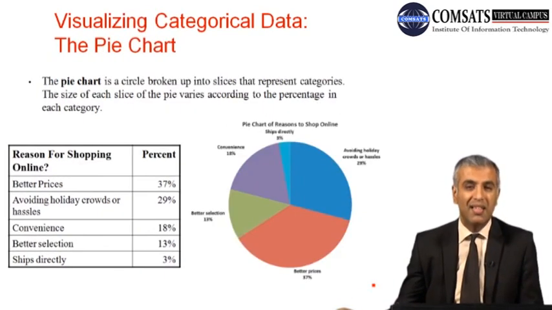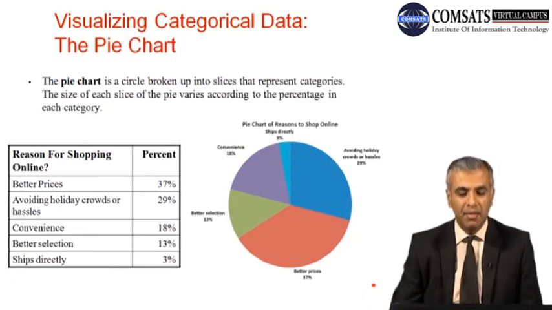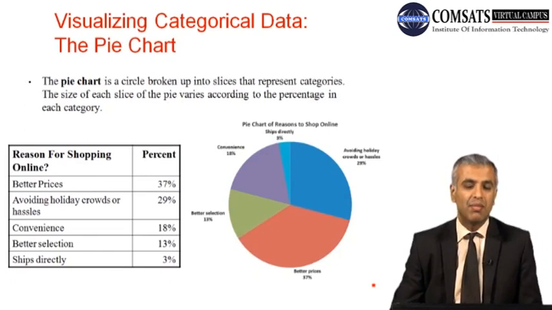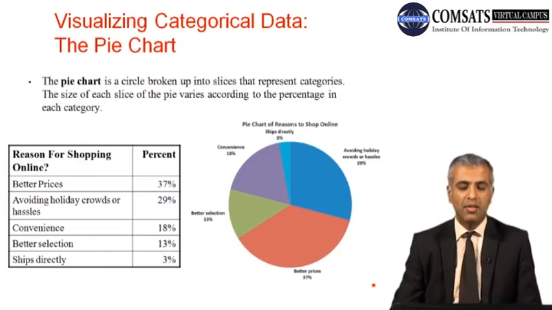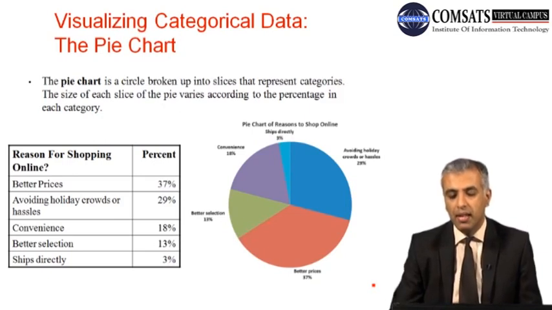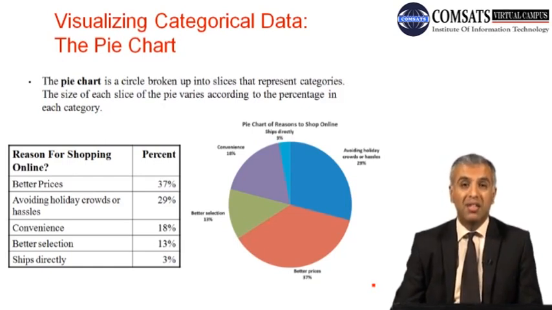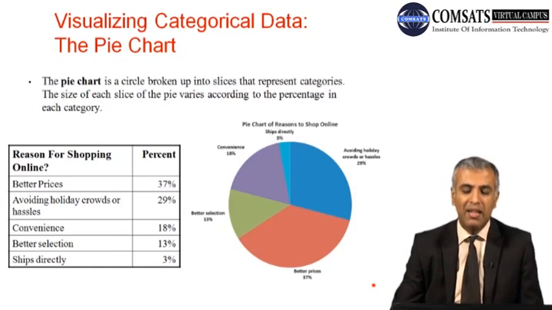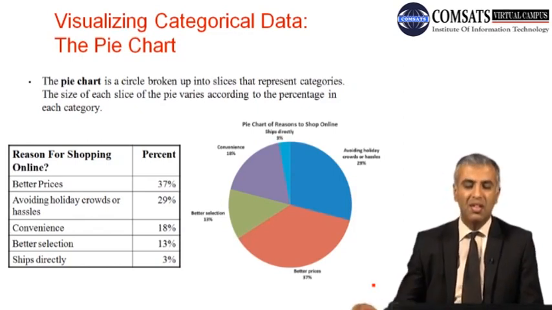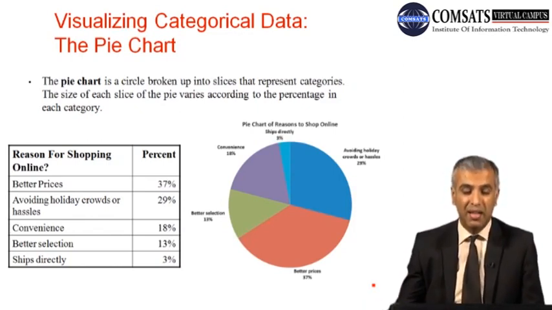Next is the pie chart, in which the same kind of data is displayed in the form of a pie, where the various slices represent the various percentages of various factors. The same summary table has been displayed as a pie chart, and the slices represent the various percentages. Again, these kinds of tools are effective in comparing the various options, and nothing more than that.